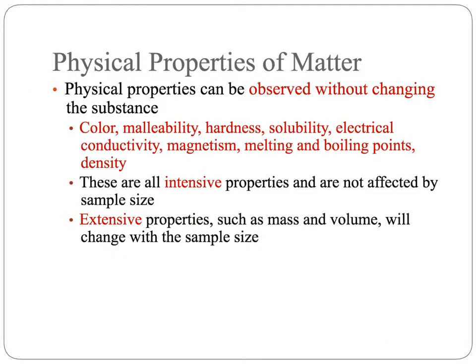And then finally, the physical properties. Physical properties are things that can be observed about matter without changing the substance. So we can look at something and see its color. We can bend it and see if it's malleable, if it bends easily like a piece of wire, or brittle, if it snaps. Is it hard or soft?